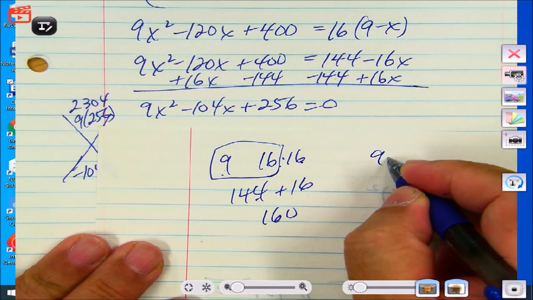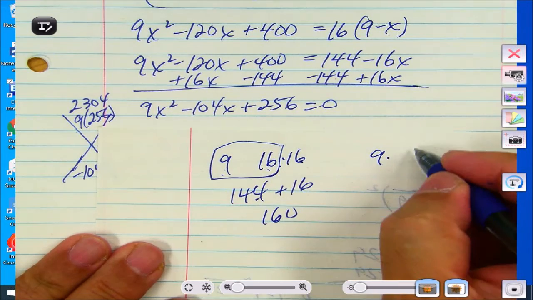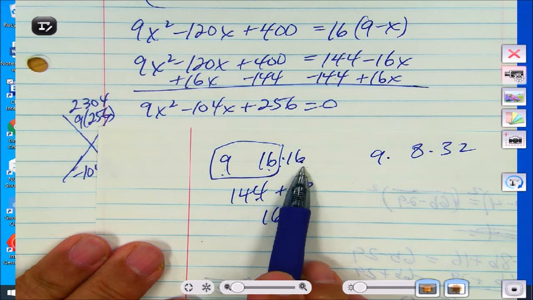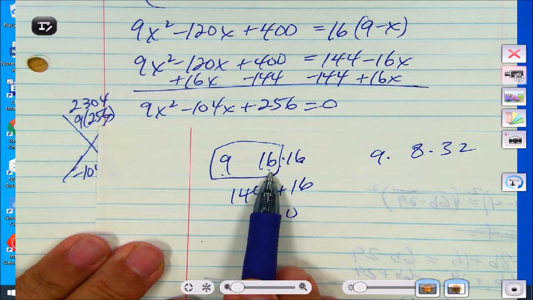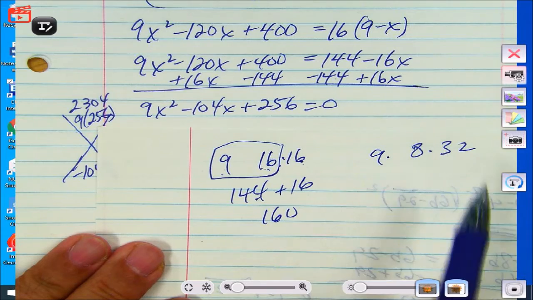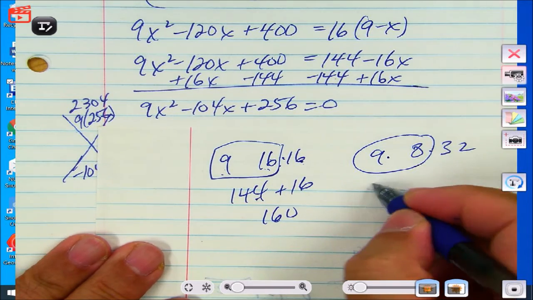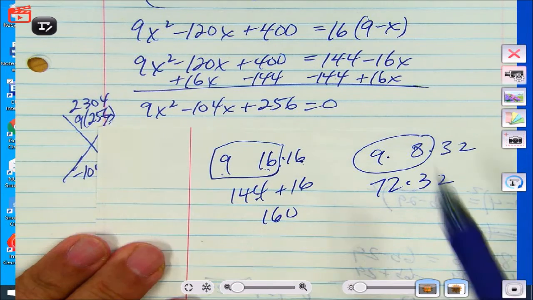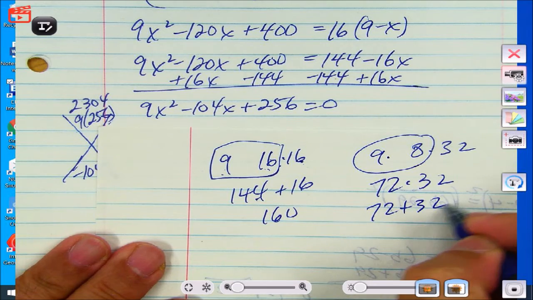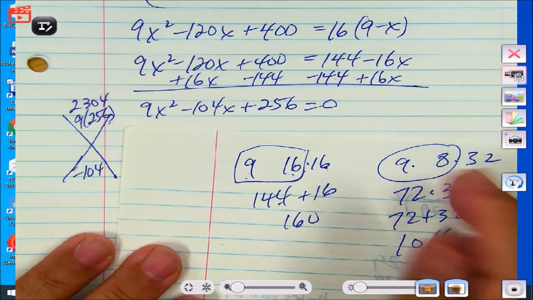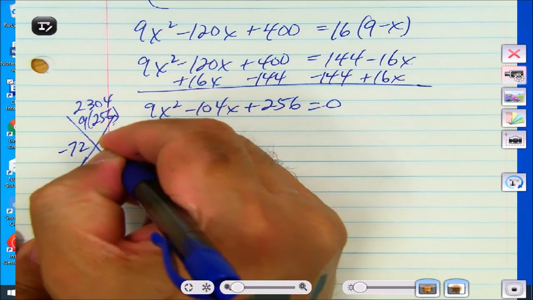So I'm still keeping the 9. 16 times 16, I can change that to 8 times 32. If I know that 16 times 16 is 256, I split the 16 into 8 and 2, and multiply the other 16 by 2 to get 32. So this is just moving more factors around. Now I'm going to put the 9 and 8 together, so it's 72 times 32, which makes 2,304. What's 72 plus 32? 104. That's what I need. Put a negative. So it's negative 72 and negative 32.